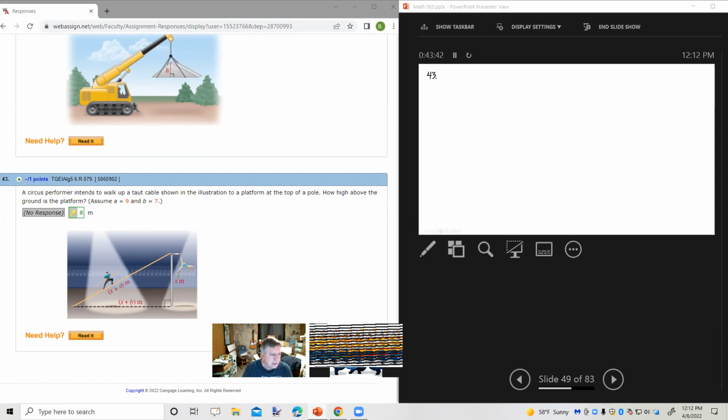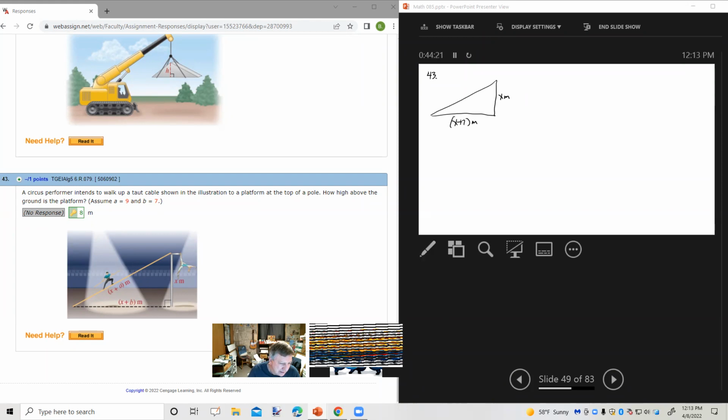43. A circus performer intends to walk up a taut cable, shown in the illustration, to a platform at the top of a pole. How high above the ground is the platform? So we've got this right triangle again, and x meters, that's here. The base is x plus b meters, where b is 7. So this is x plus 7 meters.